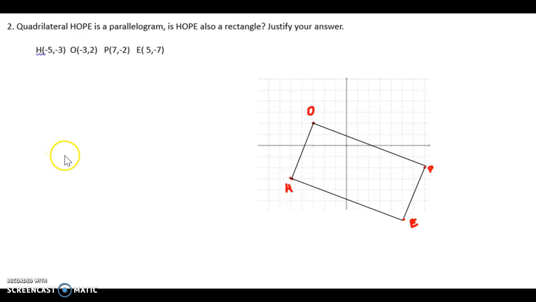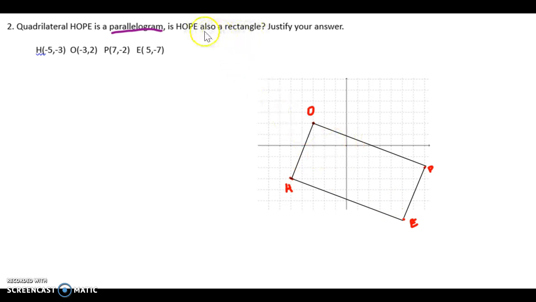We're on Unit 8, Lesson 3, Number 2, and Number 2 says quadrilateral HOPE is a parallelogram. Is HOPE also a rectangle? Justify your answers. So if HOPE is a parallelogram, then I would know that opposite sides were parallel, and to verify that I could find the slopes of each side and show that they have the same slope.